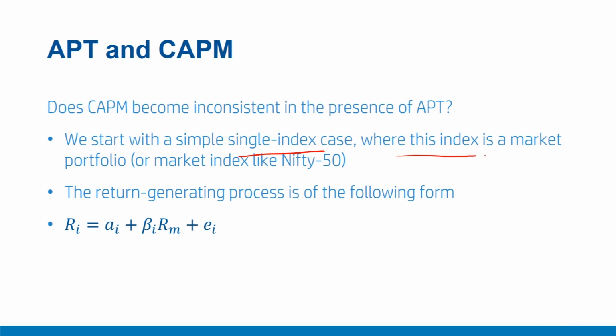Here, this single index is the market portfolio, like Nifty 50 or S&P 500. Here, the return generating process that we have discussed for a single index case takes the following form: Ri, which is the return on security i, equals alpha i plus beta i times Rm plus ei. Ei here is the residual or error term.